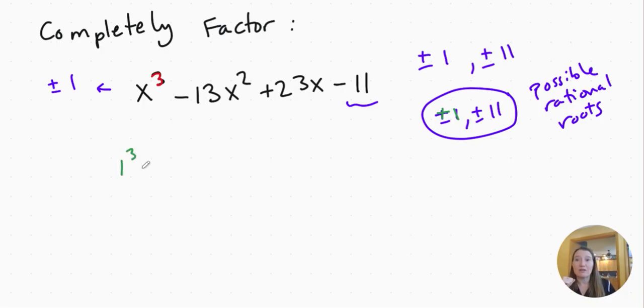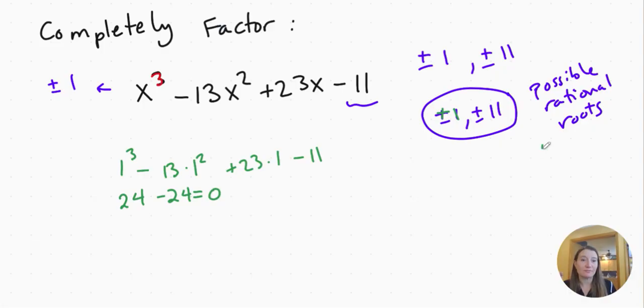1 cubed minus 13 times 1 squared plus 23 times 1 minus 11 would be 1 plus 23 is 24. 13 plus 11 is 24. Well, would you look at that? 1 is a zero. X equals 1 is a zero. Fantastic. I'm going to go ahead and delete all this work so I can work down here.